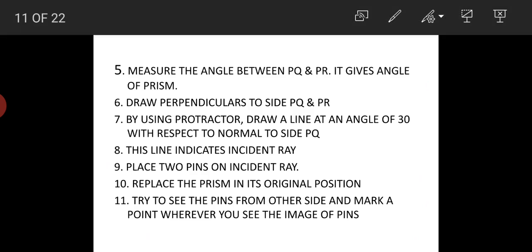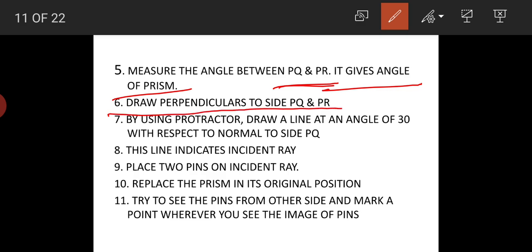Now measure the angle between sides PQ and PR. It gives angle of prism. Draw perpendiculars to sides PQ and PR. By using protractor, draw a line at an angle 30 degrees with respect to normal to the side PQ. This line indicates incident ray.